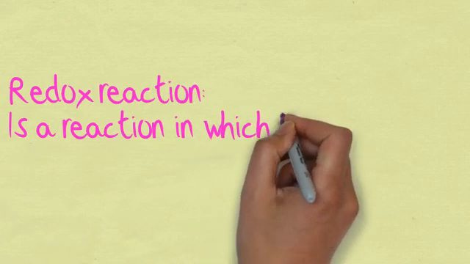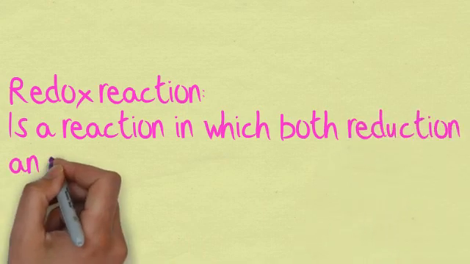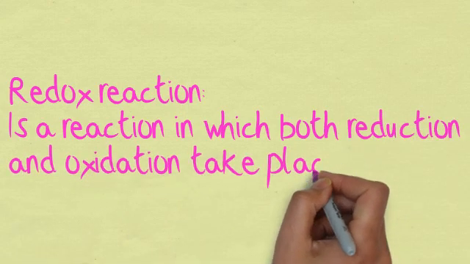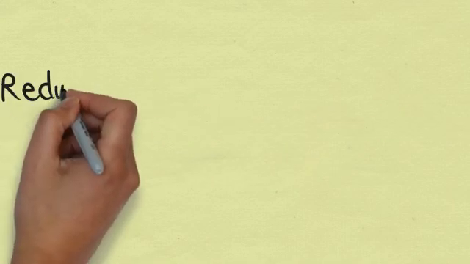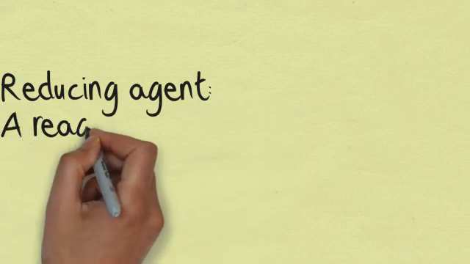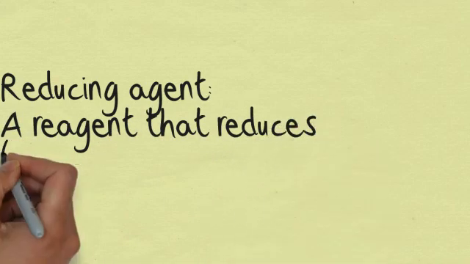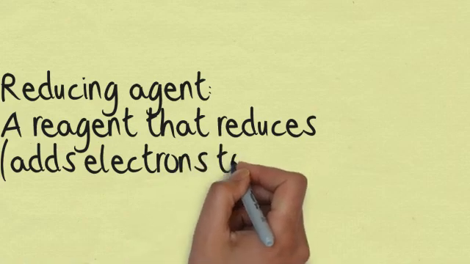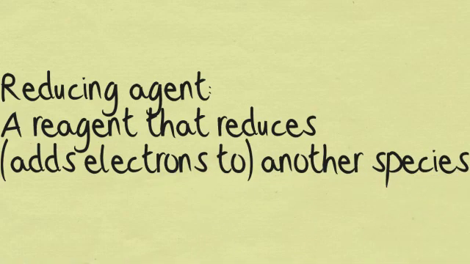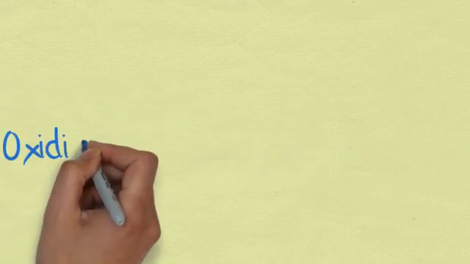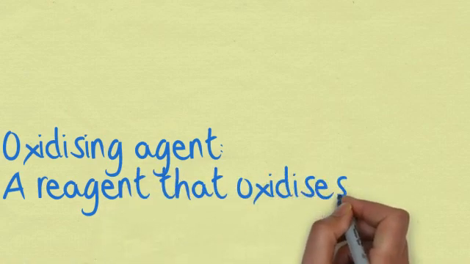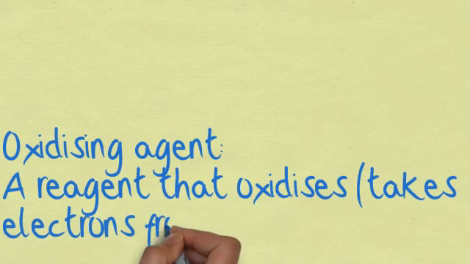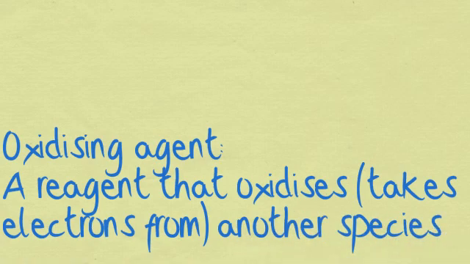A redox reaction is a reaction in which both reduction and oxidation take place. A reducing agent is a reagent that reduces, i.e. adds electrons to, another species. An oxidizing agent is a reagent that oxidizes, i.e. takes electrons from, another species.